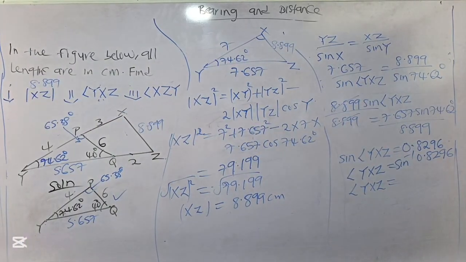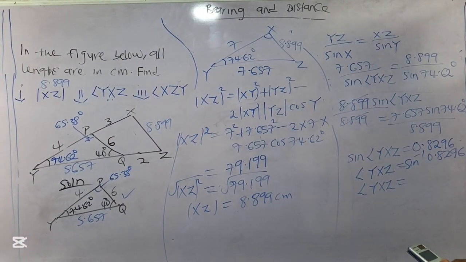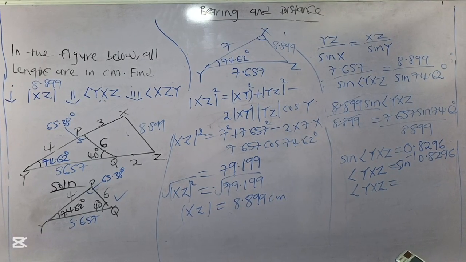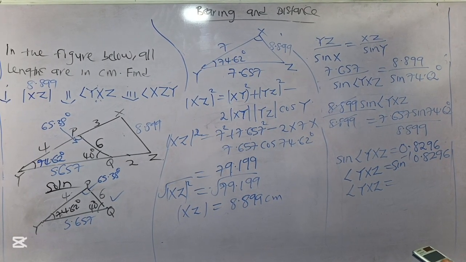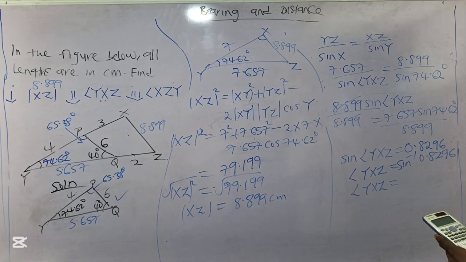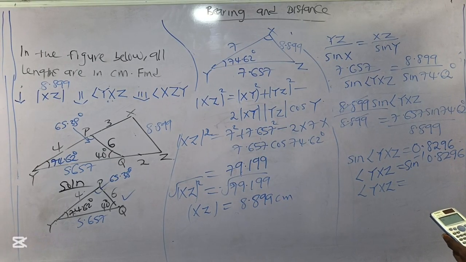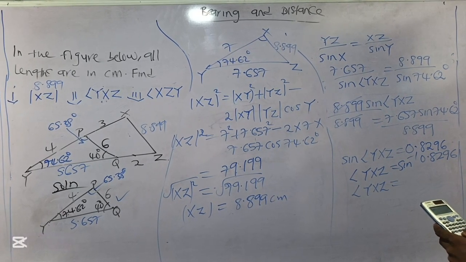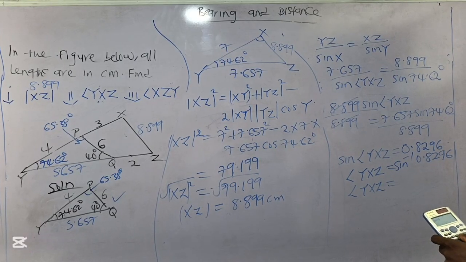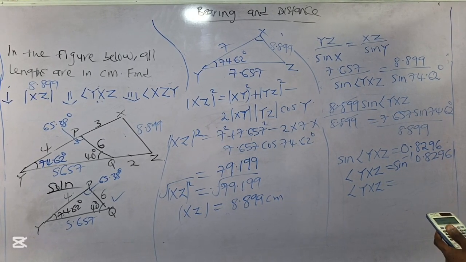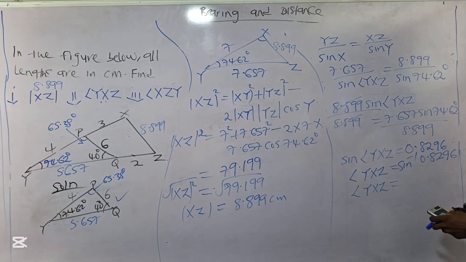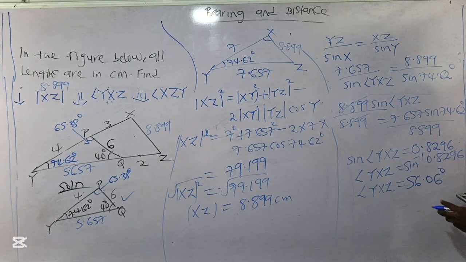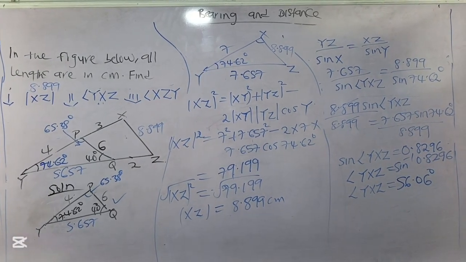Let's try to use YZ, 7.657, all over sine X. So I'll simply have 7.657 sine 74.62 over 8.899. So we have 56.06 degrees for this.